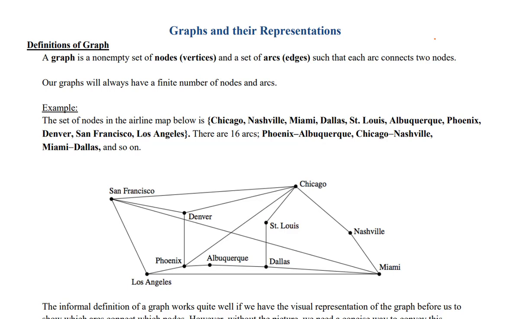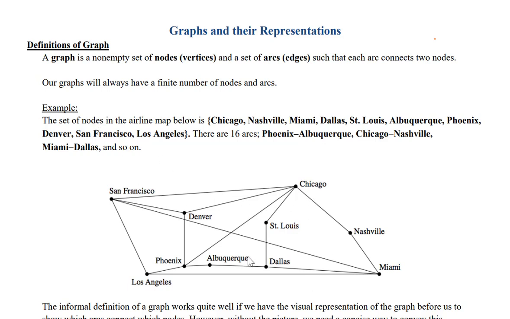Hello, in this video we're going to talk about graphs and their representations. A graph is a non-empty set of nodes, or sometimes we call them vertices, and a set of arcs or edges such that arcs connect two nodes. For example, here we have San Francisco and Chicago. They are two vertices or nodes and they are connected by an arc.